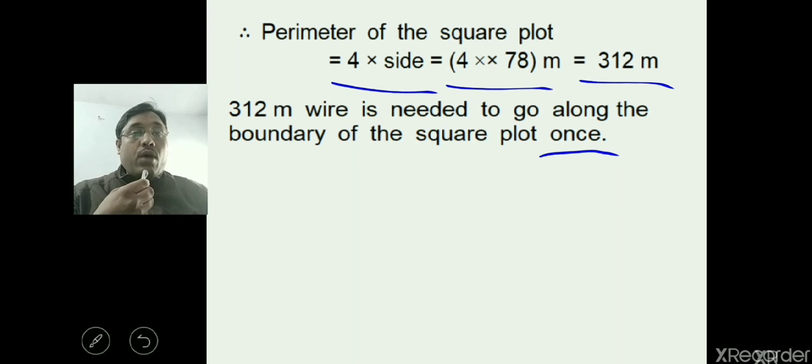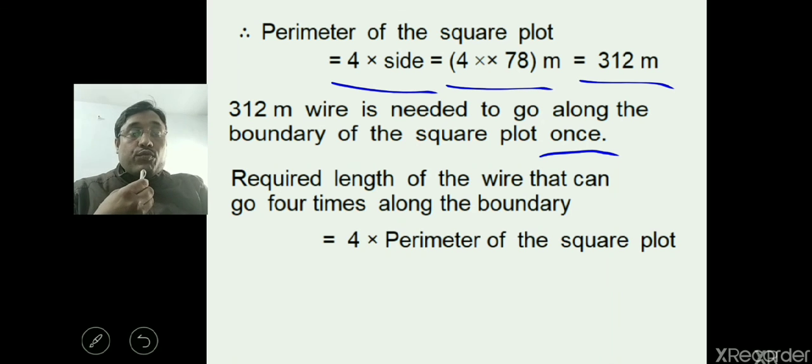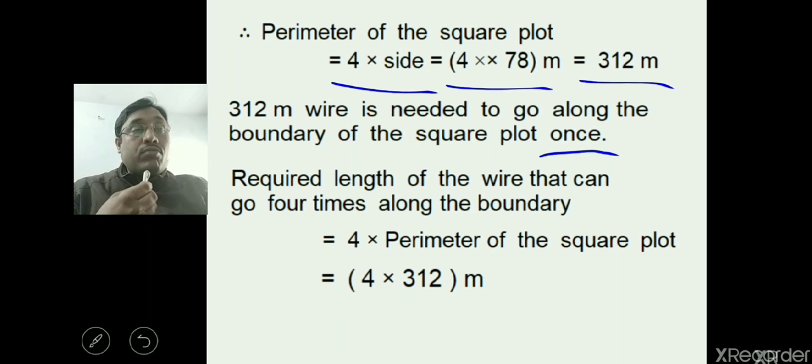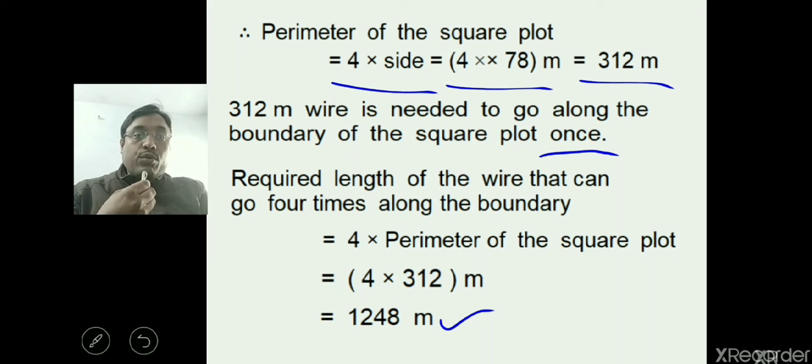But if the wire goes 4 times around the boundary, then it is 4 times the perimeter. So you can write that the required length of wire that can go 4 times along the boundary is 4 into the perimeter of the square plot. So the perimeter is 312. So 4 into 312 is equal to 1248 meter. 1248 meter is the required length of wire that can go 4 times along the boundary.